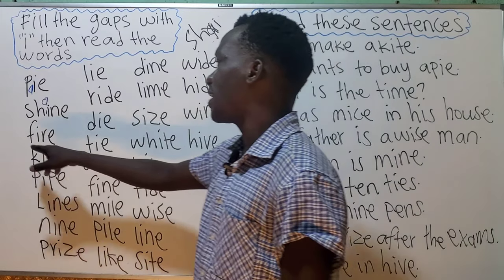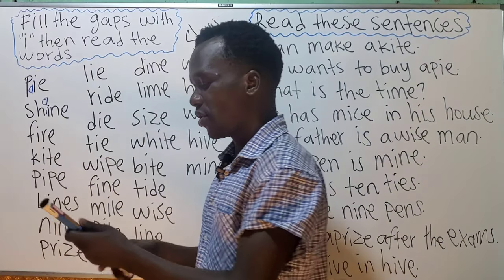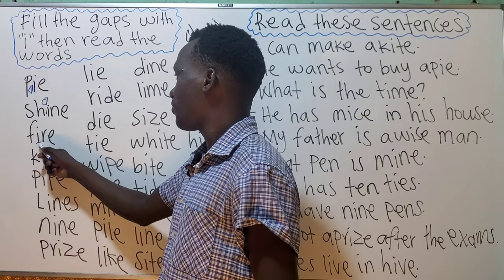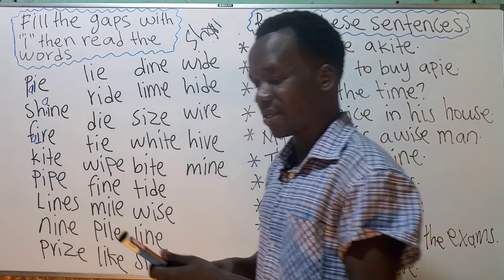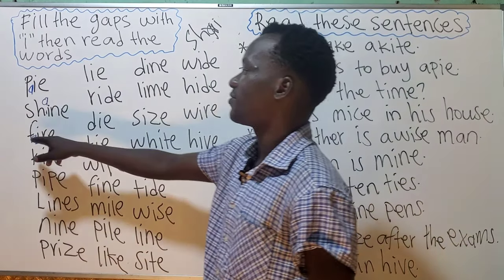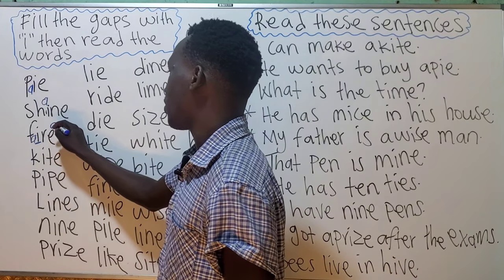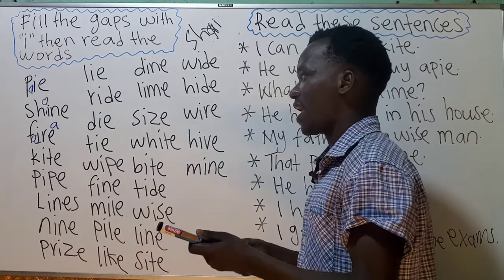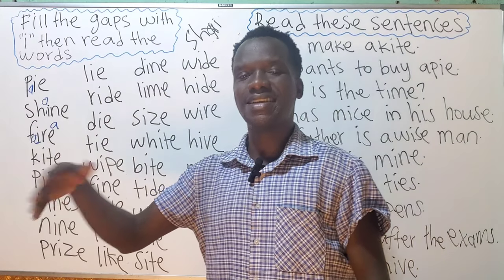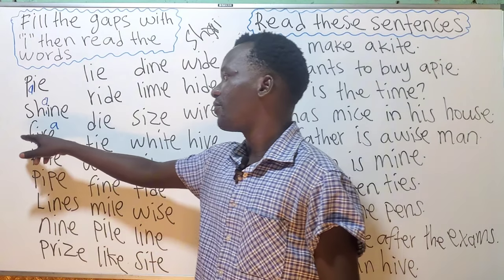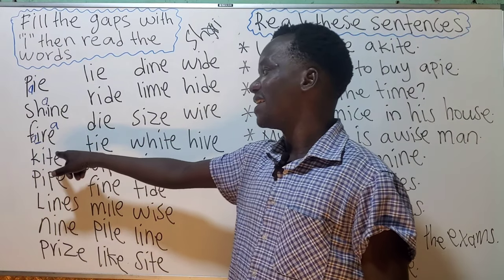Shine. And then this one is fire. Fire. You can hear this. There's an invisible A also here that you cannot see, but sounds to be there. This is fire. E-R-E, it also sounds like A. Okay, R-E at the end of your words sounds like A. Fire, yeah.